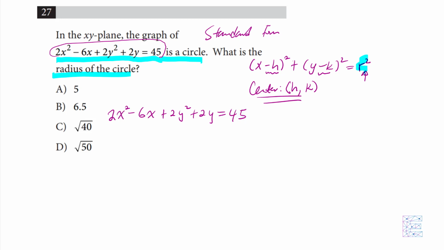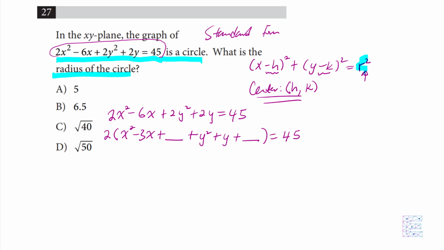Second thing is look for a greatest common factor. When you compare all the numbers on the left, you see that they have a greatest common factor of 2, which we can factor out. So let's pull out a 2. That leaves us with x squared minus 3x. Now notice, I'm going to leave a blank space right here. Plus, we have y squared plus y, and again I'm going to leave a blank here, equals 45, which is still on the right side.